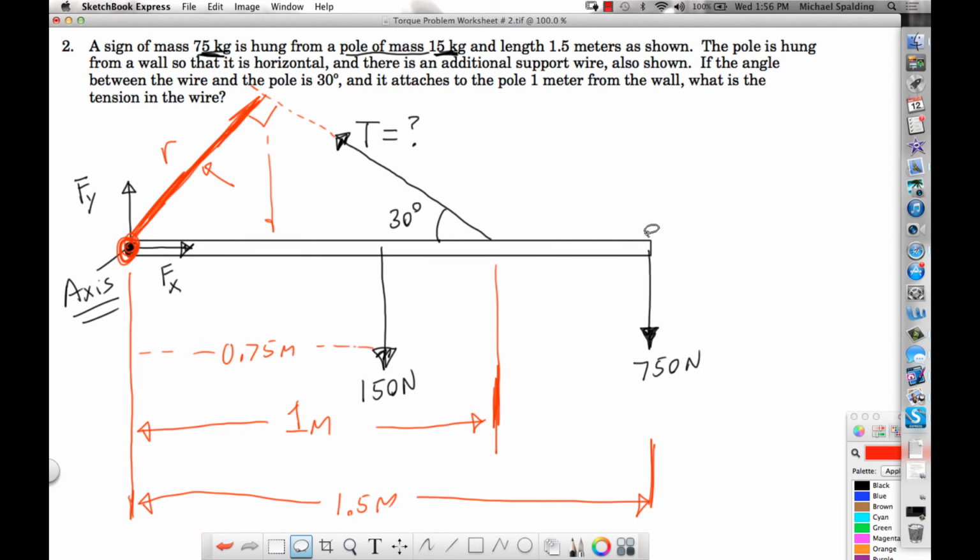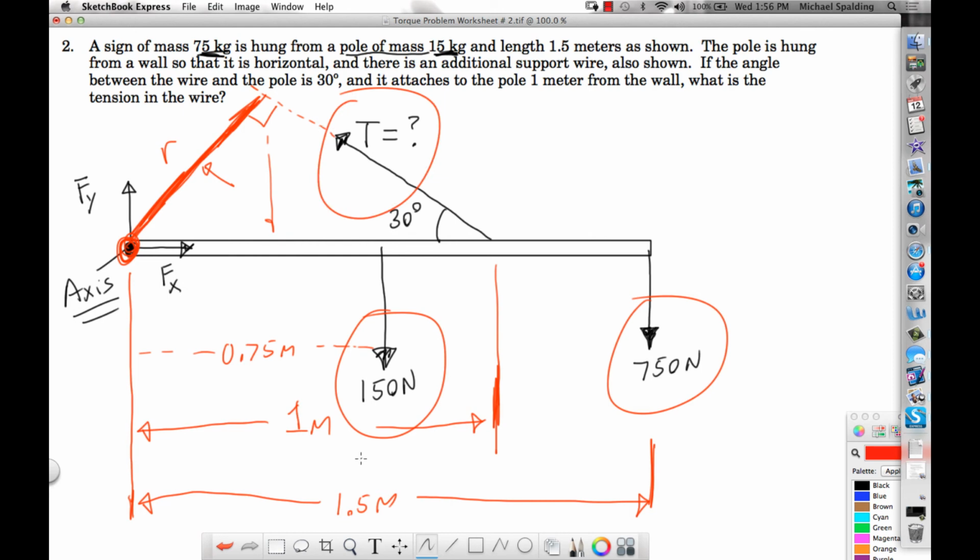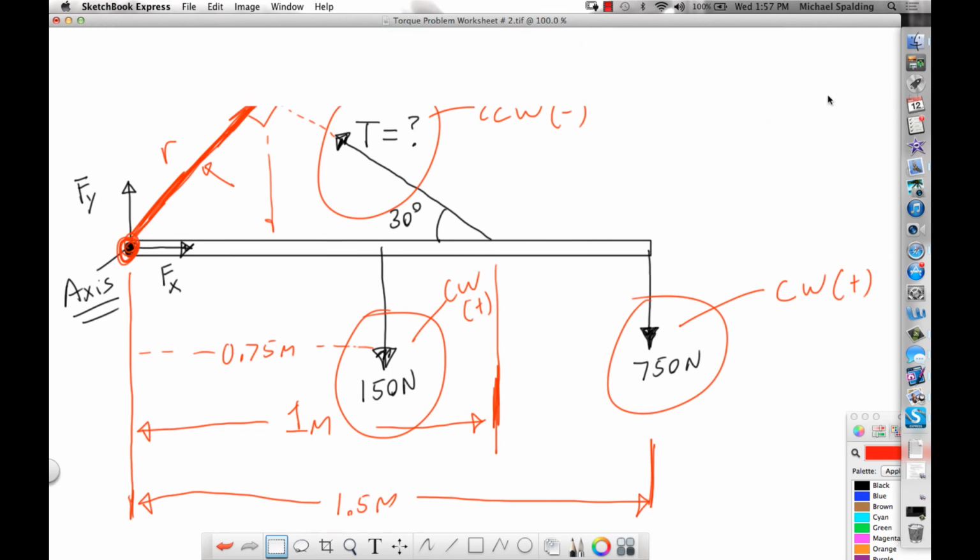Okay, so how many torques are acting on this pole? We got 1 torque, 2 torques, 3 torques. All right, clockwise, counterclockwise. What's this guy doing? Clockwise. What's this guy doing? Clockwise, and then this guy is counterclockwise. So let's say that clockwise is plus, counterclockwise is minus, and then now we sum the torques. I'll do it up here at the top.